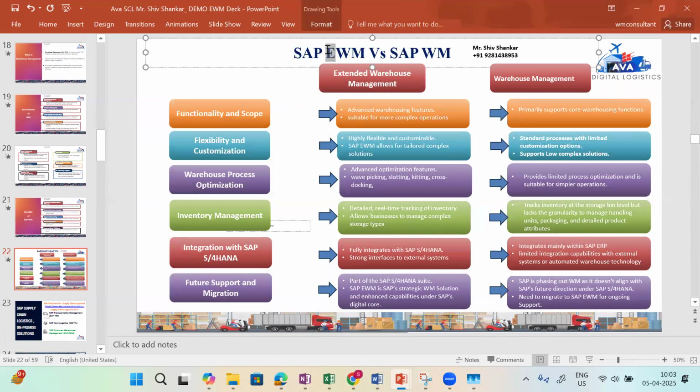Extended warehouse management is nothing but warehouse management extended. Whatever developments the clients were doing, SAP studied them across the different clients to find out what those requirements were. Then they released a different module called Extended Warehouse Management.